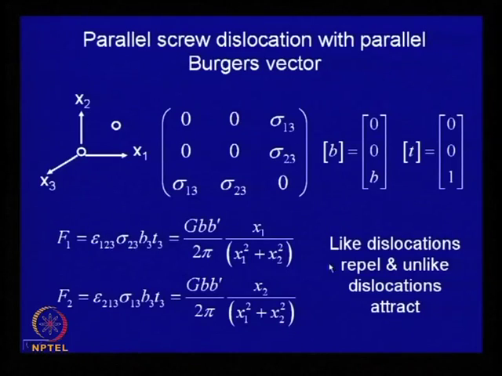both have similar character, they will repel each other. But if one is positive, another is negative, say b equal to minus b, b prime equal to minus b, then the force will act in the opposite direction. So, basically they will attract each other. That means if you assume one is a right handed screw, another is a left handed screw, if these two dislocations come and meet together, the dislocation will disappear. So, this is one way in which a dislocation can disappear as well.